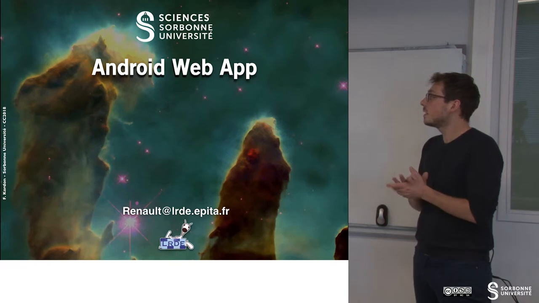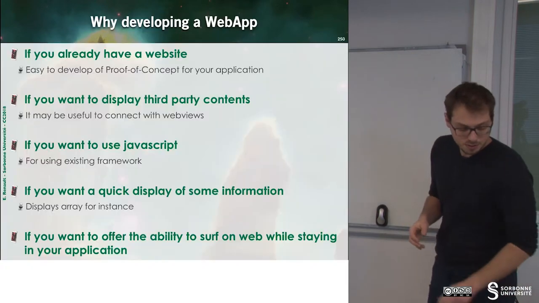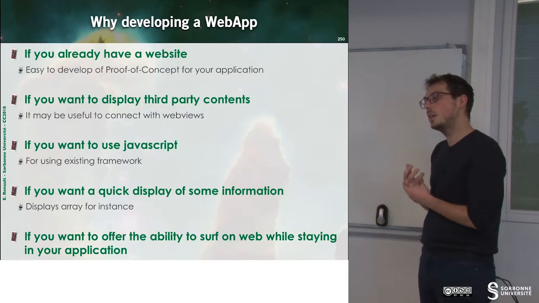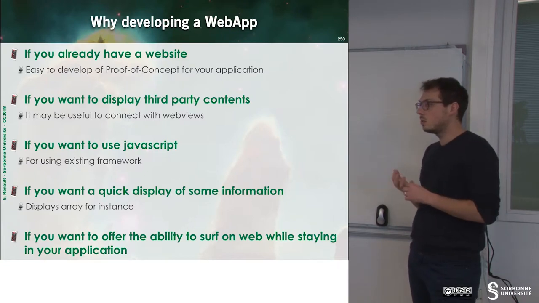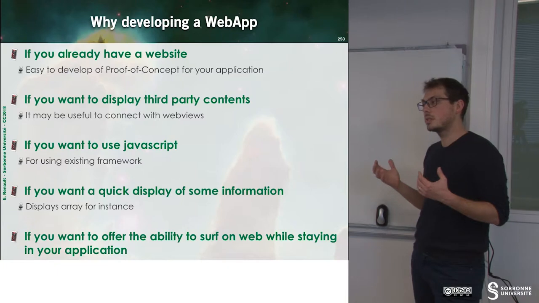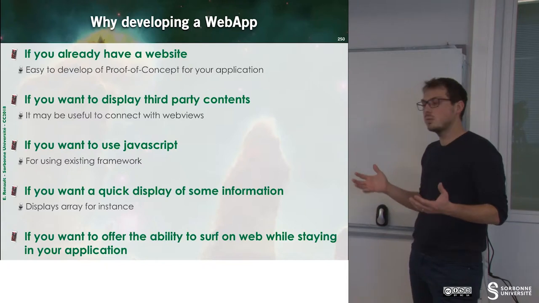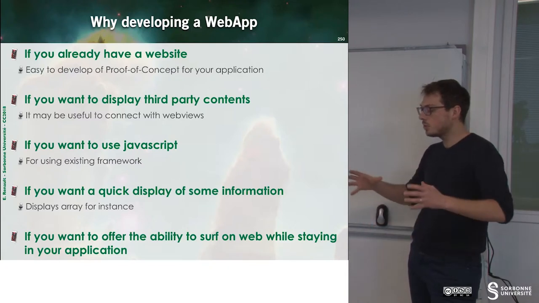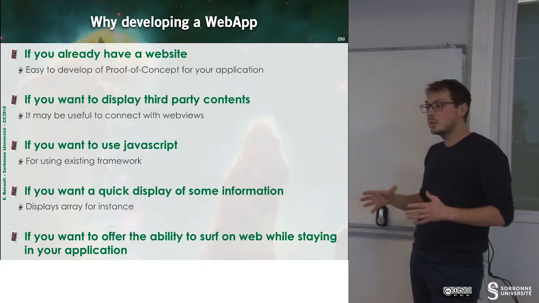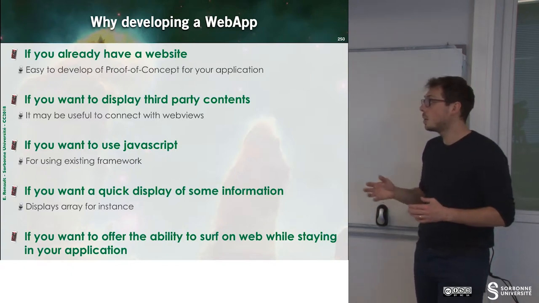Okay, so in this chapter, we will learn how to build an Android web app. So first of all, why do we want to build a web app? The first idea is to say, okay, I have some website and I want to build a POC, a proof of concept for an application. And I don't want to spend a lot of time to build an application. I just want to have an overview of what can be done from my website. So this is the first case where you want to use a web view.